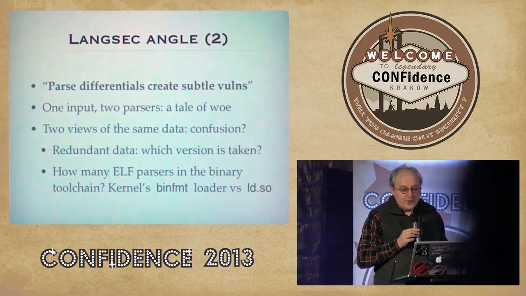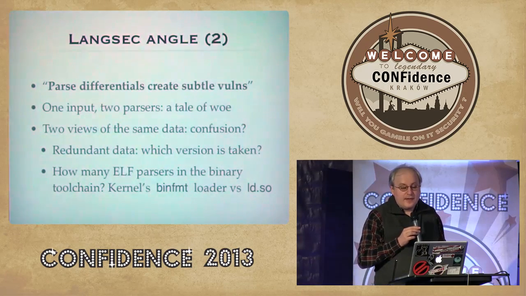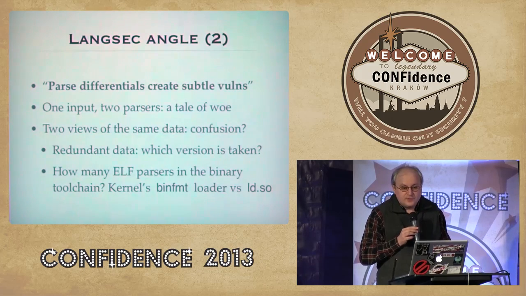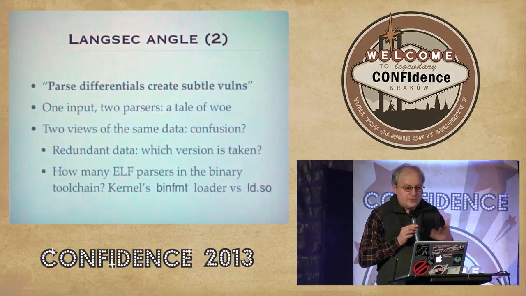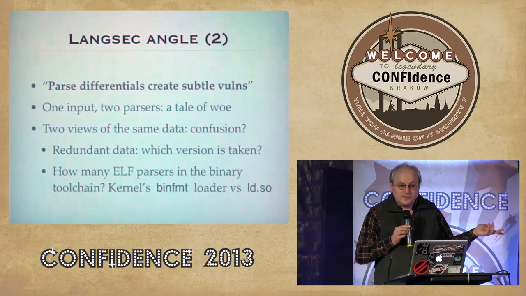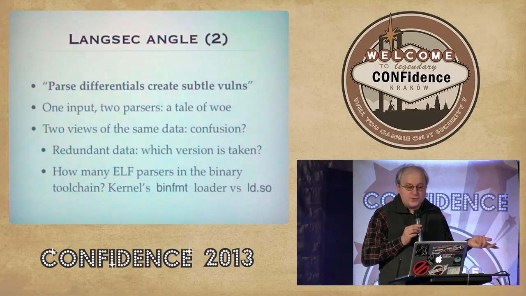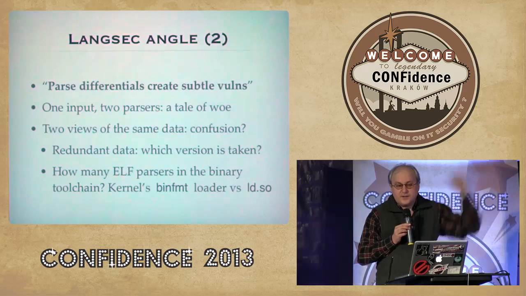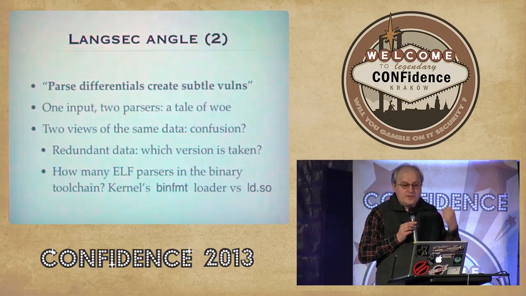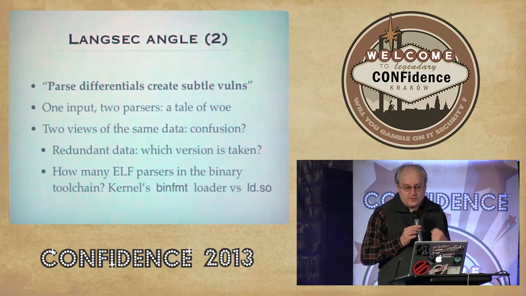So ELF and its cousins have a lot of redundant data. And so from this angle, you just wonder, when the data is redundant, which version will be trusted? And we counted the ELF parsers in the binary toolchain. There are at least two. There is one in the kernel and one in userland. So if the data is redundant and inconsistent, which one will be trusted?